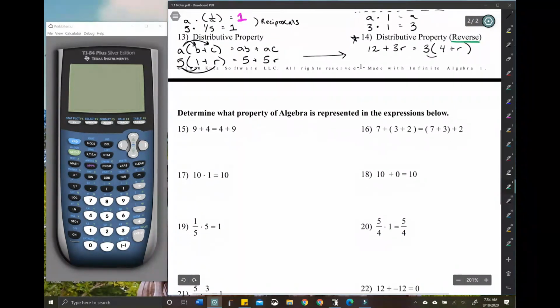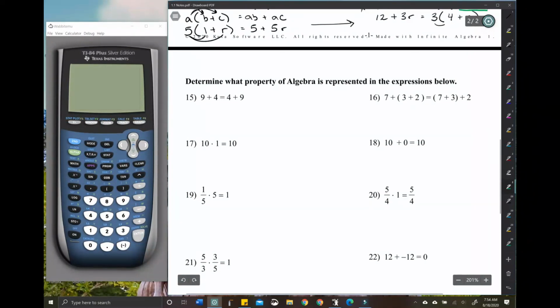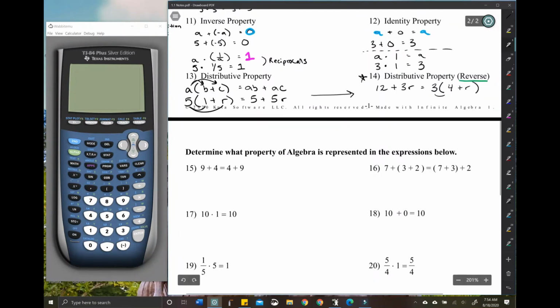Let's just go through some practice of these, because they can get a little confusing. And really, once you get the hang of it, once you understand what you're looking for, it's not too bad. So have those handy. Determine what property of algebra is represented in the expression. So 9 plus 4 is equal to 4 plus 9. The 9 is what's changing. The numbers are swapping. This is commutative.